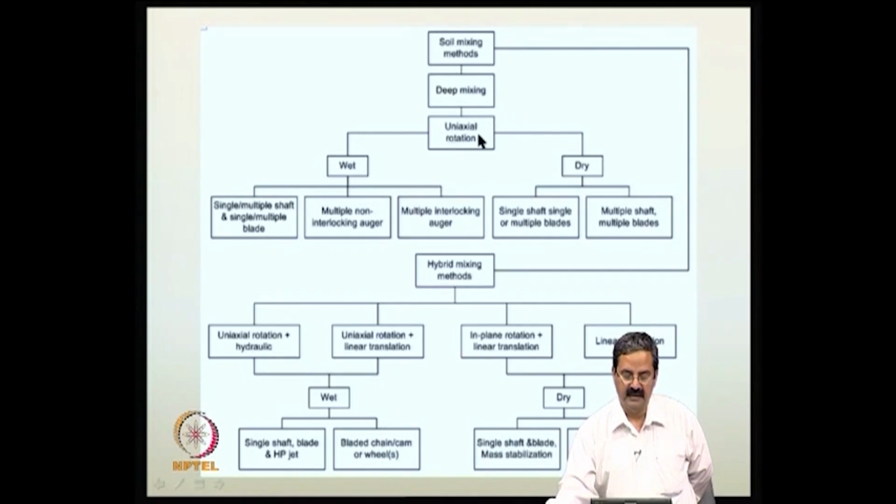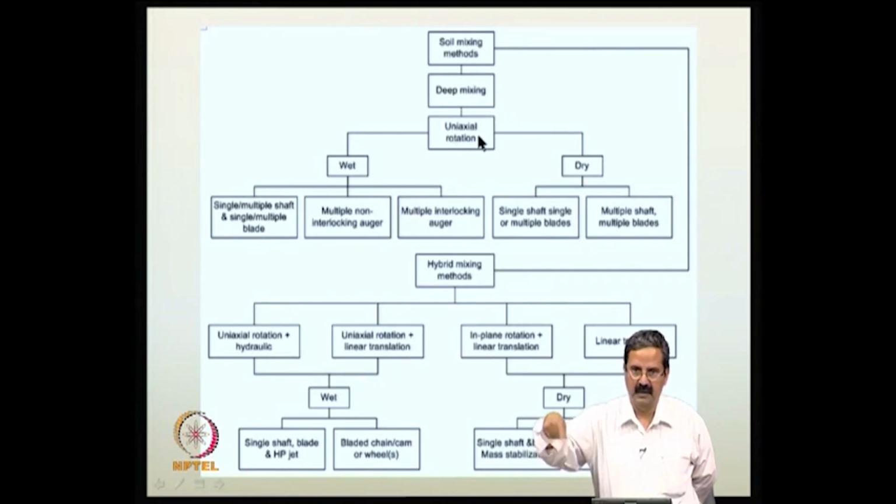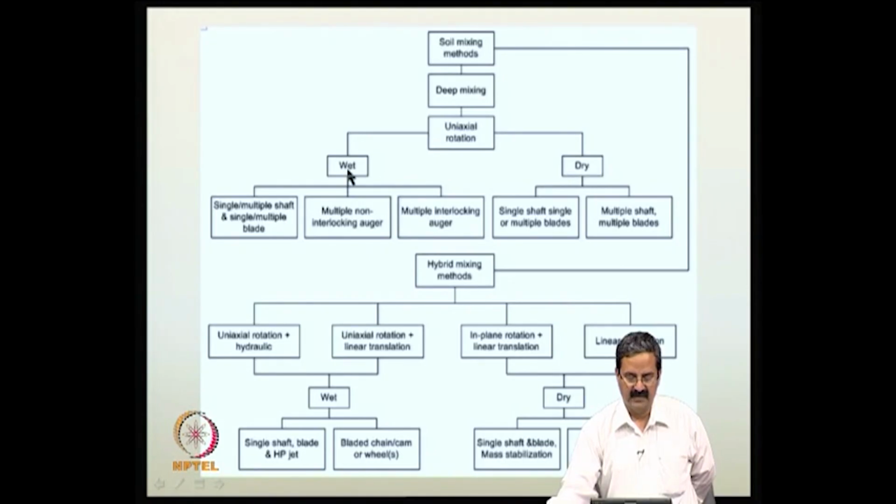Actually it can be uniaxial rotation, rotation of whatever mixing device you have. It can be a wet mix or a dry mix, and in the case of wet mix, it can have single or multiple shafts or single or multiple blades, as I will show you in a video now. It can also be multiple non-interlocking augers, essentially shafts and augers, and dry single shaft or multiple blades, multiple shafts.